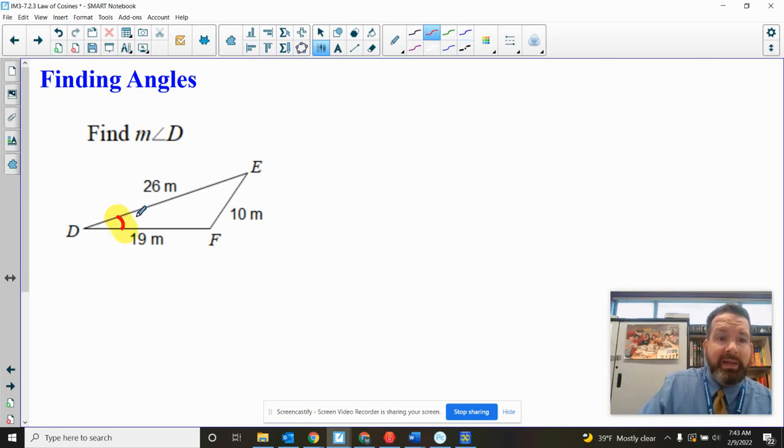All right, so I'm going to make a note to myself. This is big C I'm finding, meaning that across from it, this 10 is little c. That matters. You got to make sure you're putting the numbers in the right spots. So as far as our setup, general law of cosines.